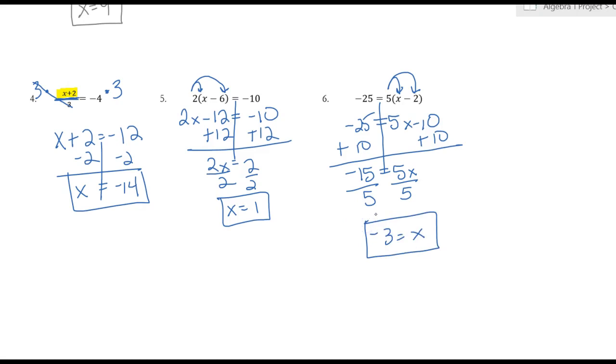And that's it. So they do get harder, but we're starting with this process first, where you have to decide what to get rid of first. And remember to get rid of what's not touching. If you have parentheses, you have to distribute. And if you have a big fraction like number 4, you have to think of those top things being stuck together until you get rid of the bottom number.